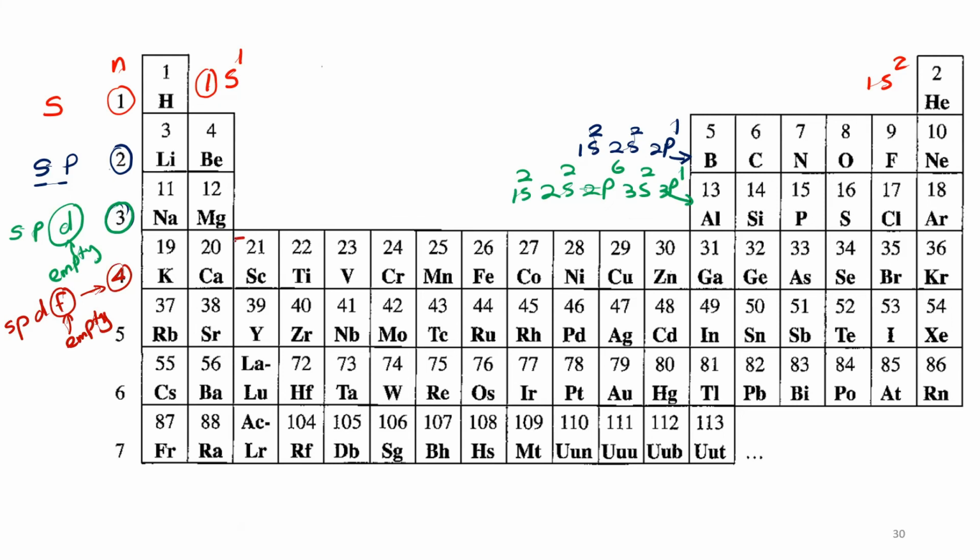But starting from here, you will start filling the D orbital. This will be D1, D2, D3. We'll go and see how these electron configurations are going to be like. Now we are going to look into some electron configuration writing from potassium and onwards.